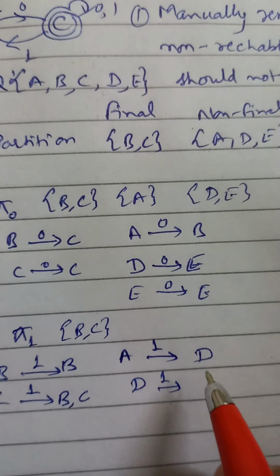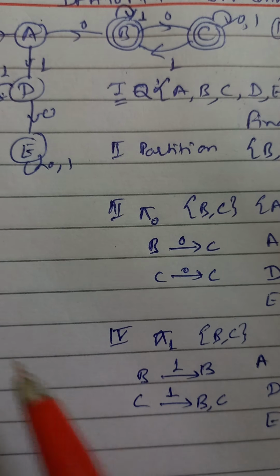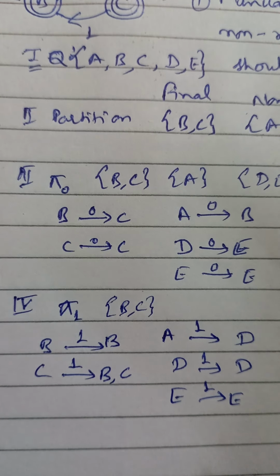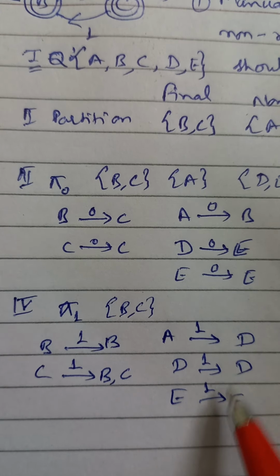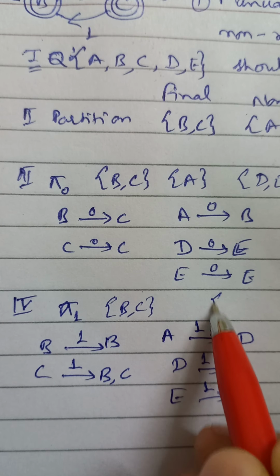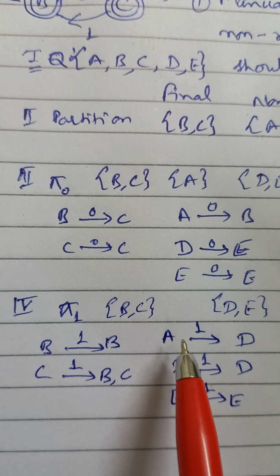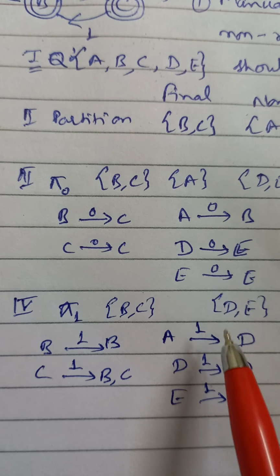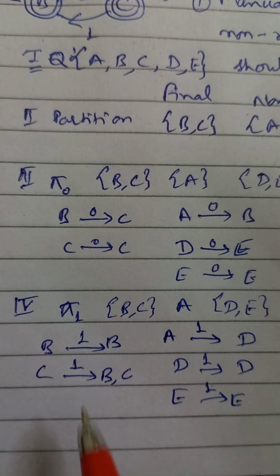And E on 1 is heading towards E only. So both D and E head towards themselves on the 1 transition. Both have a similar quality, so we can put them in one group, DE again. Because A is heading towards D on 1, while B and C head towards B, they are different, so A should be a different state. So we will write it like this.